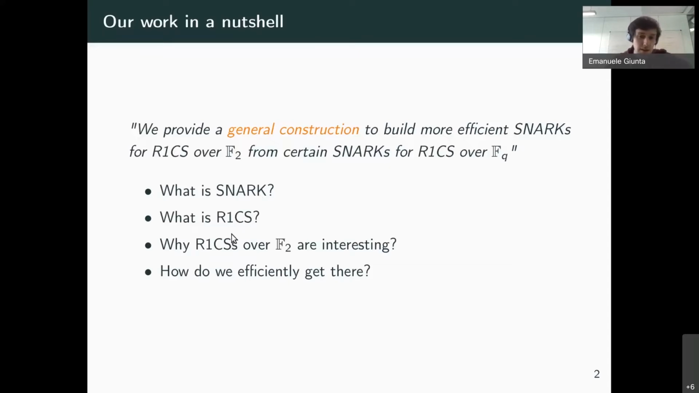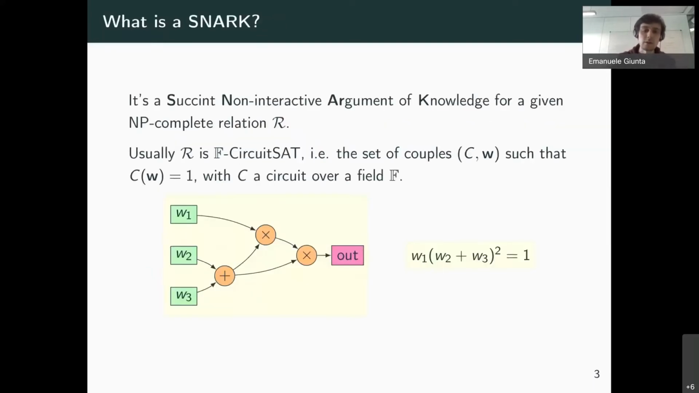Next, I'm going to tell you why the Boolean case is interesting, giving a few examples of applied scenarios, why Boolean circuits come into play and why they're interesting and applied. And finally, I will briefly mention how we get to produce more efficient constructions.